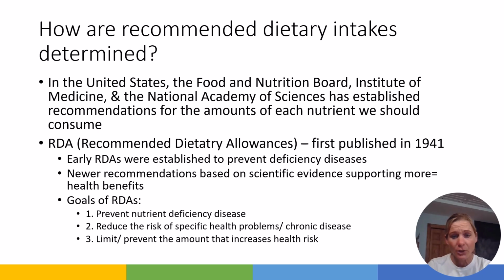Okay. So the goals of the RDA are, number one, to prevent nutrient deficiency diseases. Number two, to reduce the risk of specific health problems or chronic diseases. So again, thinking about how our nutrition plays a role in our overall health in the long term. And then lastly, number three, to limit and prevent the amount of nutrients that increases our health risk. Okay, so again, not only are we now interested in what's the minimum that we need, but also what's the maximum, in order to maximize our optimal health levels.